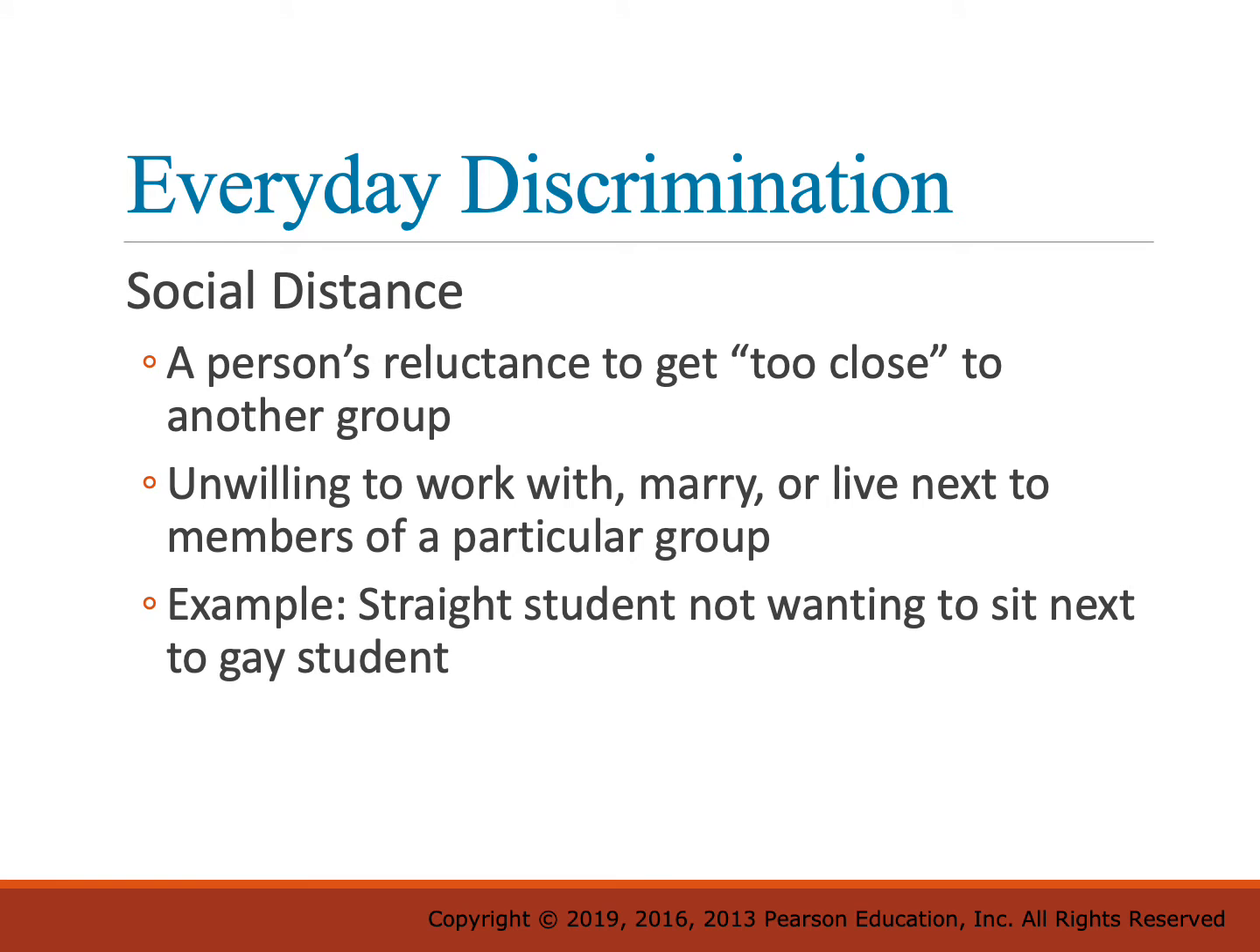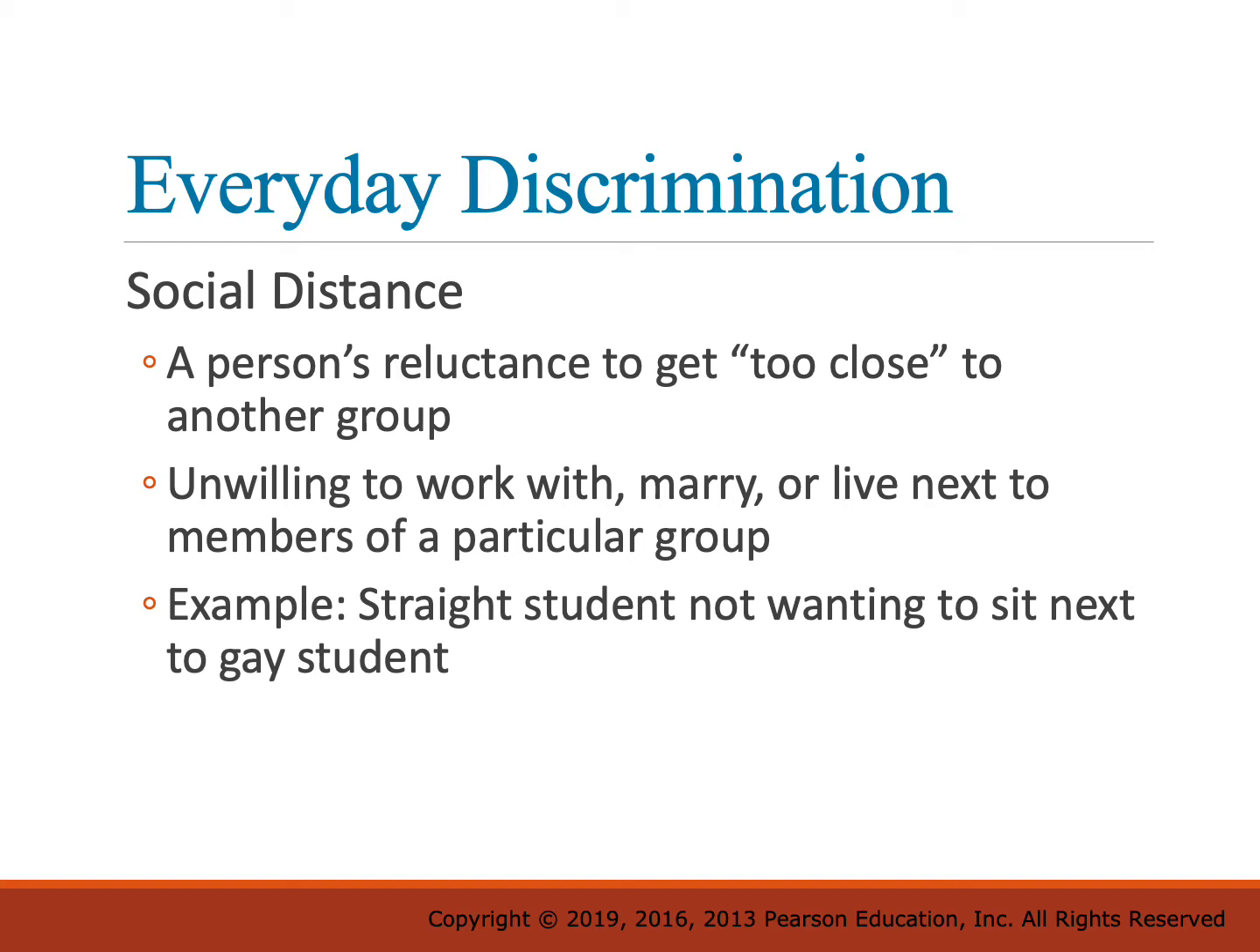Another type of everyday discrimination that you may have experienced or witnessed is something we call social distance. And this is a person's reluctance to get too close to a member of another group that they're prejudiced against, right? So they might be unwilling to work with the person in the other group, marry them, or live next door to members of a particular group. An example, maybe a straight student in one of your classes did not want to sit next to a gay student, right? So let's talk about, how do we measure prejudice?